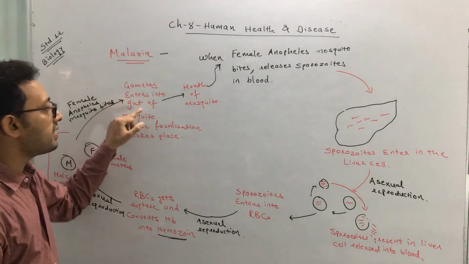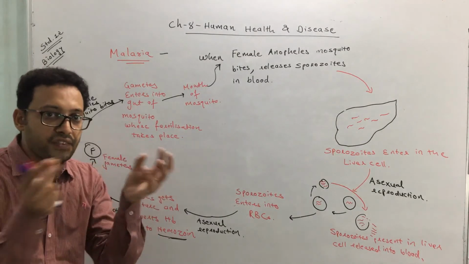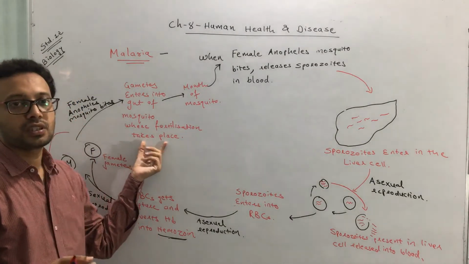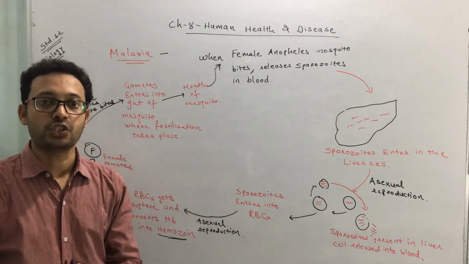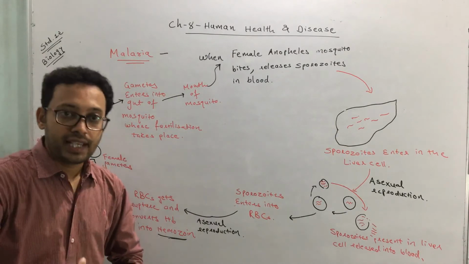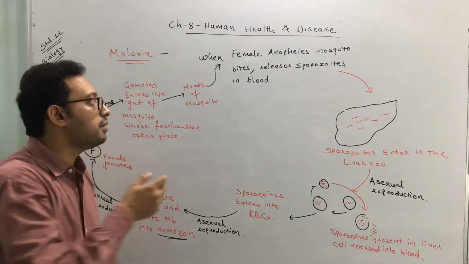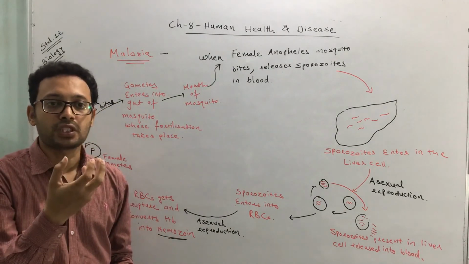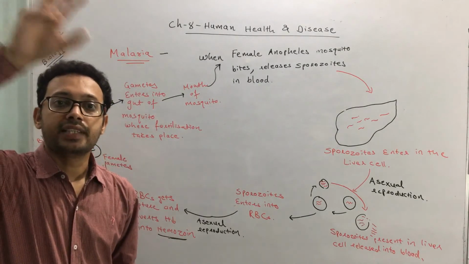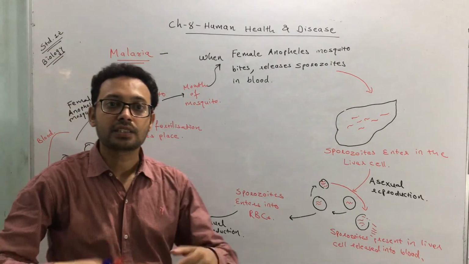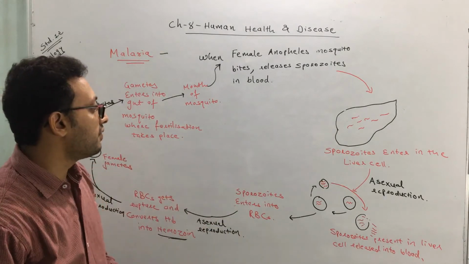So these gametes enter the gut of the mosquito. In the gut, they fuse together, which means fertilization takes place. That means a zygote forms, and ultimately it grows and matures. When it matures, that resultant fertilized product comes to the mouth of the mosquito. And when this mosquito bites another person, sporozoites are released in that person, and thus malaria is transmitted. Okay, so this is the life cycle of malaria.